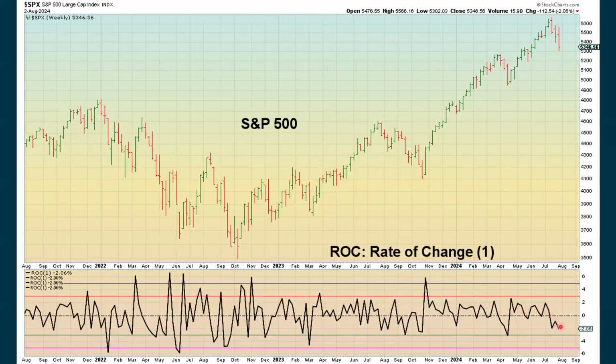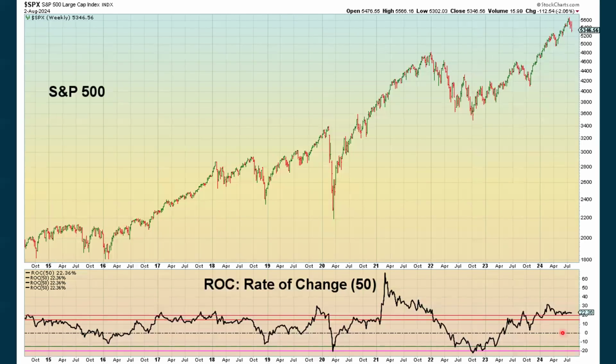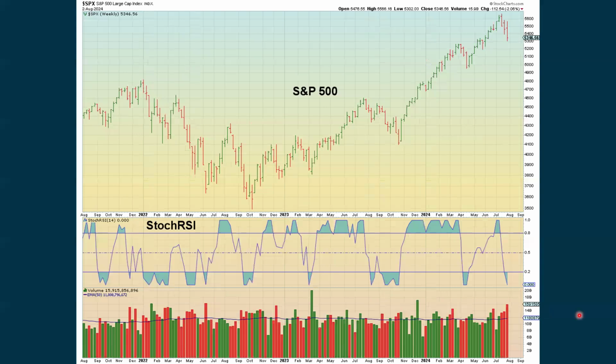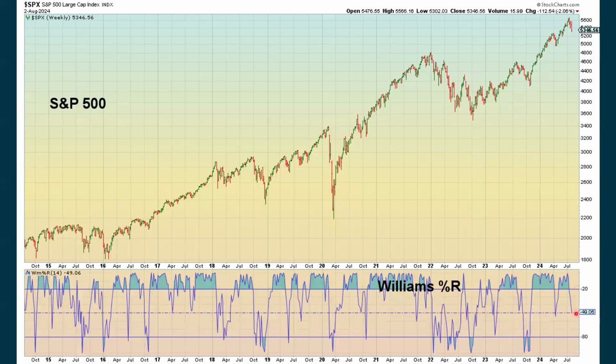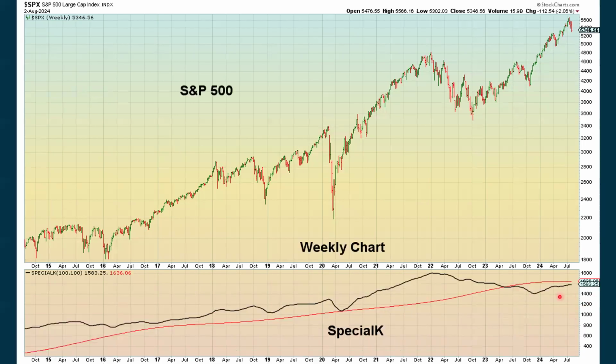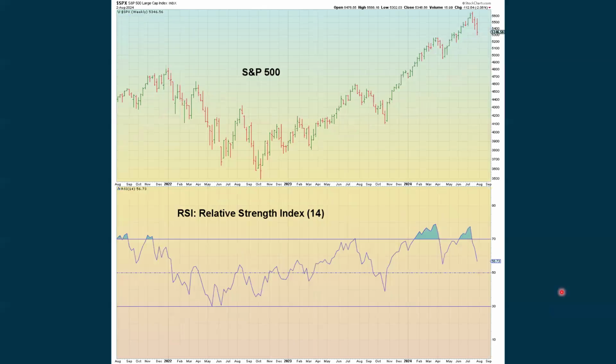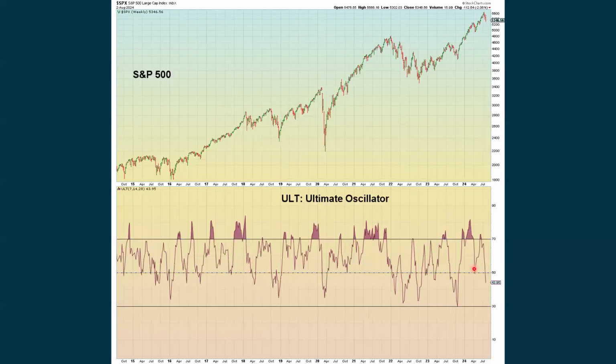And with the 1 week rate of change, we are negative there. We're pretty much flat now with the 50-week rate of change. We're extreme negative with the Stochastic RSI. We're coming down, but still, well, we're dropping just a little bit below the midpoint here with the Williams percent R. That's turning a bit more negative. We're still negative here with the special K weekly chart, where we continue to be positive with the daily chart. We're coming down, but still above 50 with the 14-week RSI.